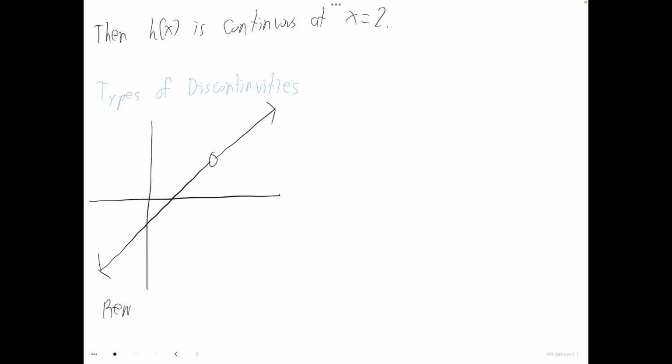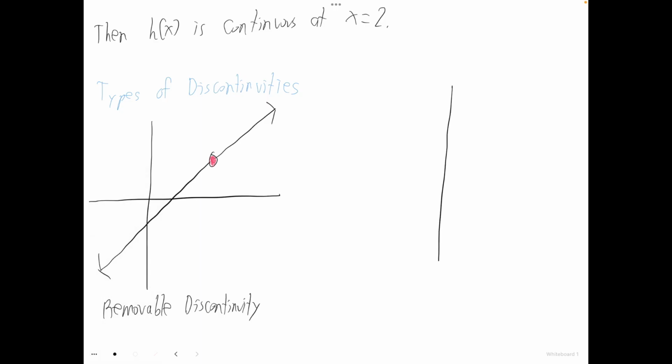This is called a removable discontinuity. And now we say it is removable because we can get rid of the discontinuity by just filling in the hole, in a sense. If we just define the function to be equal to that value, whatever the limit is at that point, we get rid of the discontinuity and we'd then be continuous.